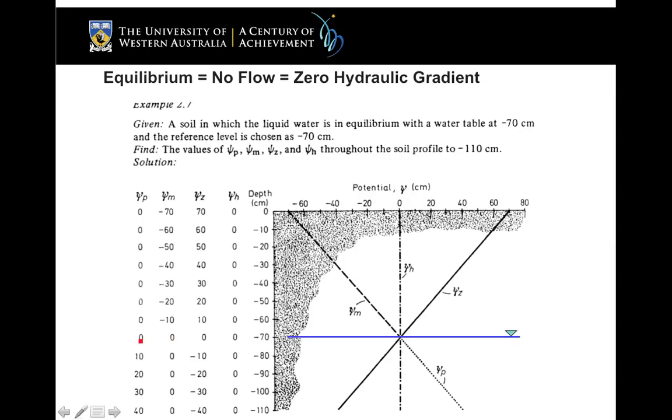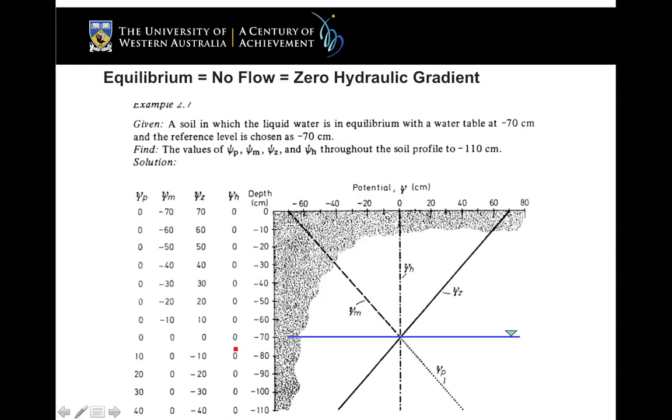So if we sum up the pressure potential, the matrix potential, and the elevation potential, then we get the total hydraulic head, which is the sum of those three. 0 plus 0 plus 0 is 0. That means if water's not flowing, then there should be no difference in total hydraulic head between any of these 2 points. So the total hydraulic head at all these other points should also be 0.